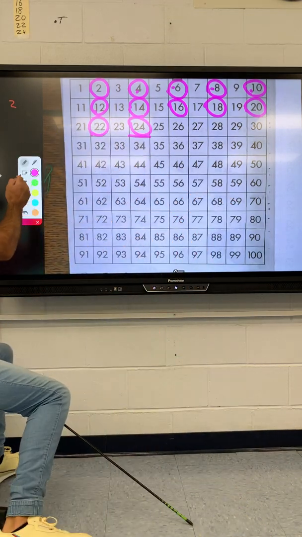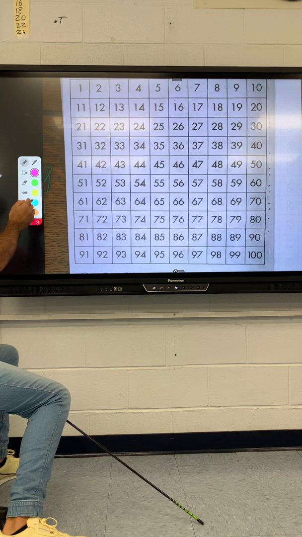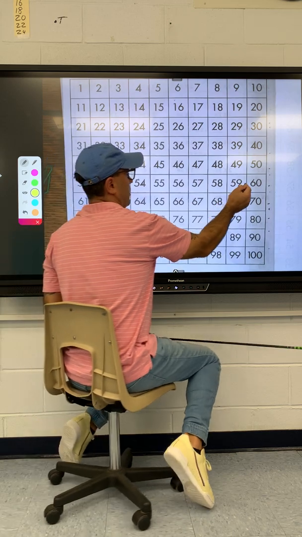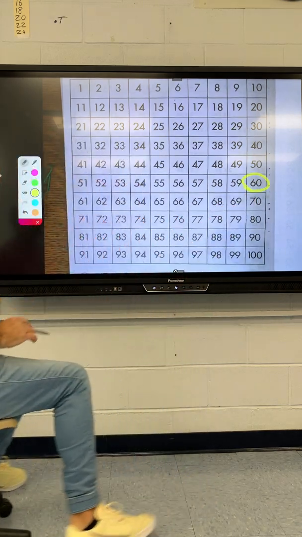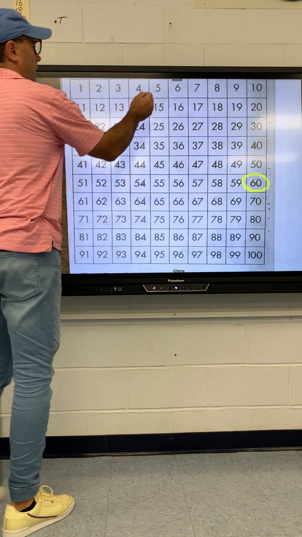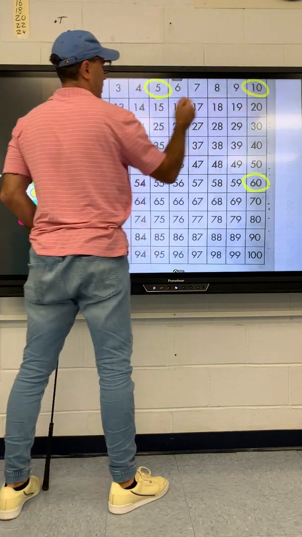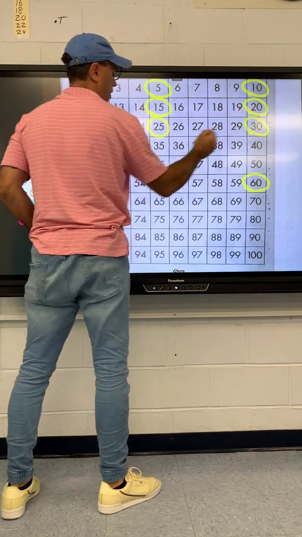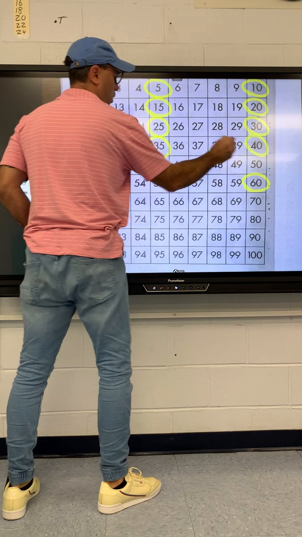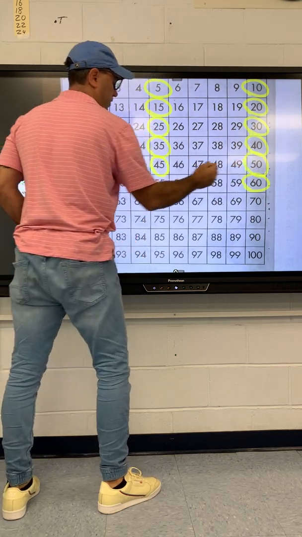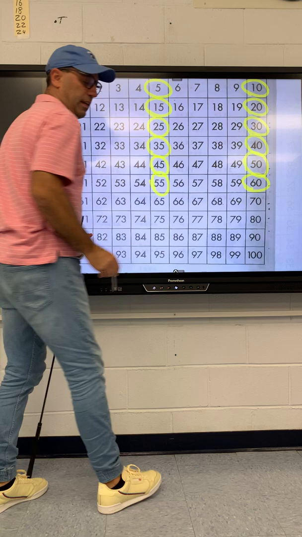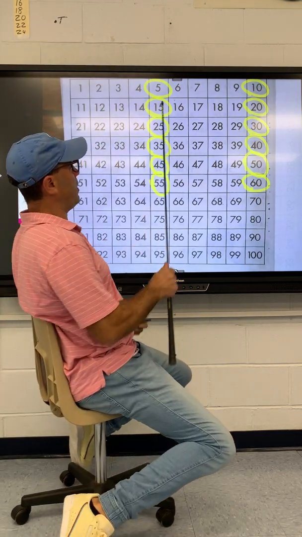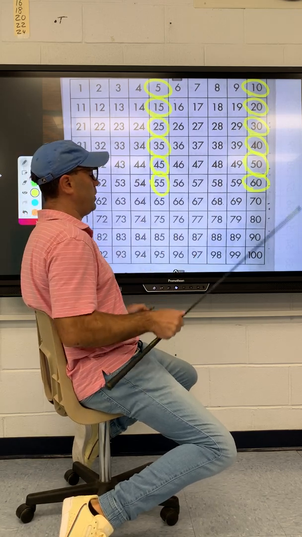Now, on the other hand, let's move on to 5s. If I'm going by 5s, our big number is going to be 60, right? 60 is 12 5s, so just counting by 5s. Notice the pattern. 5, 10, 15, 20, 25, 30, 35, 40, 45, 50, 55, 60. Notice all these are what we call multiples. When you're counting by 5s, they all end with 5 or end with 0, right?